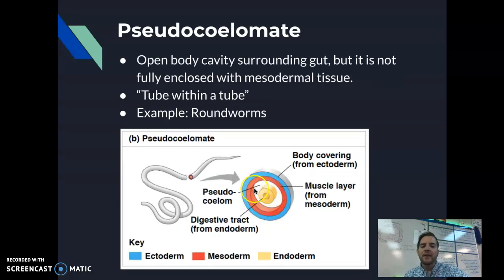Pseudocoelomates have an open cavity on the inside of their body, outside of their gut, but you'll notice that it only has mesoderm tissue on the outside of it. On the inside, all of that liquid layer is open directly to the endoderm and to the gut. So they are called a tube within a tube, meaning there is some sort of cavity around the gut. Now, it's not a true cavity, it's not a true coelom, but it is a cavity around the gut.